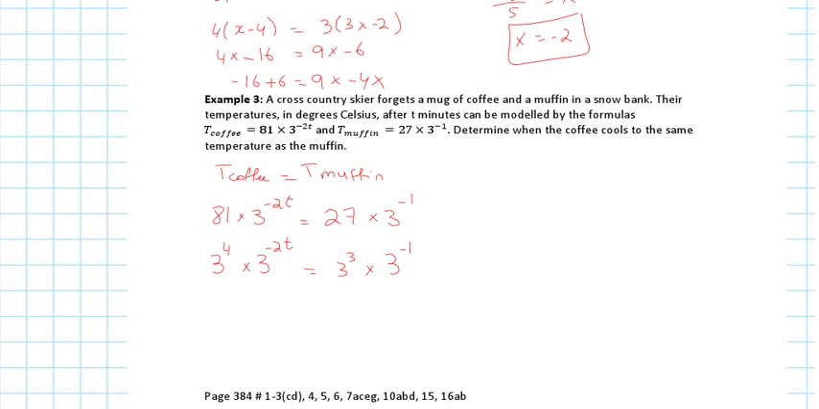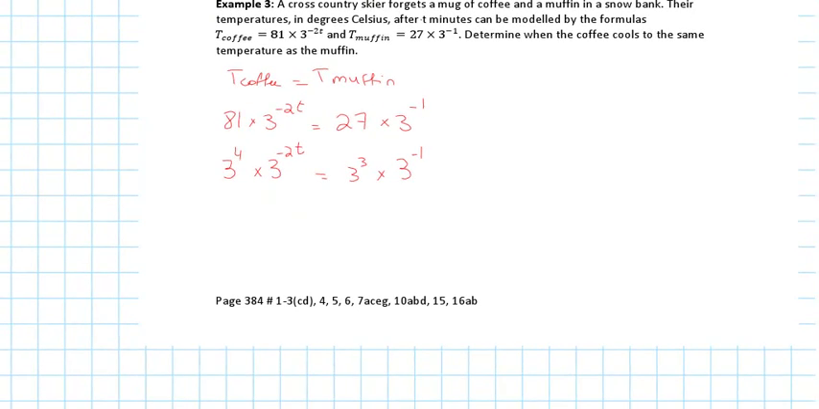So I keep the base and I'm going to add the exponents. So it's going to be 4 plus negative 2t, so that's going to be 4 minus 2t. Are we okay with that? How about on this side? 3 to the power of 3, again, you're going to add the exponents, so it's going to be base 3 to the power of 3 minus 1. Okay? I'm multiplying, so I add the exponents. So I have 3 to the power of 4 minus 2t equals 3 to the power of 2.